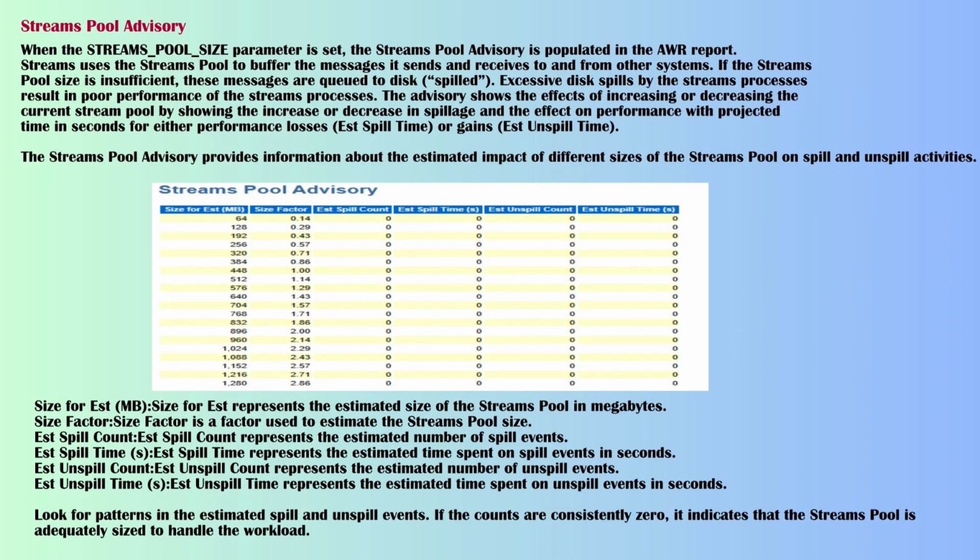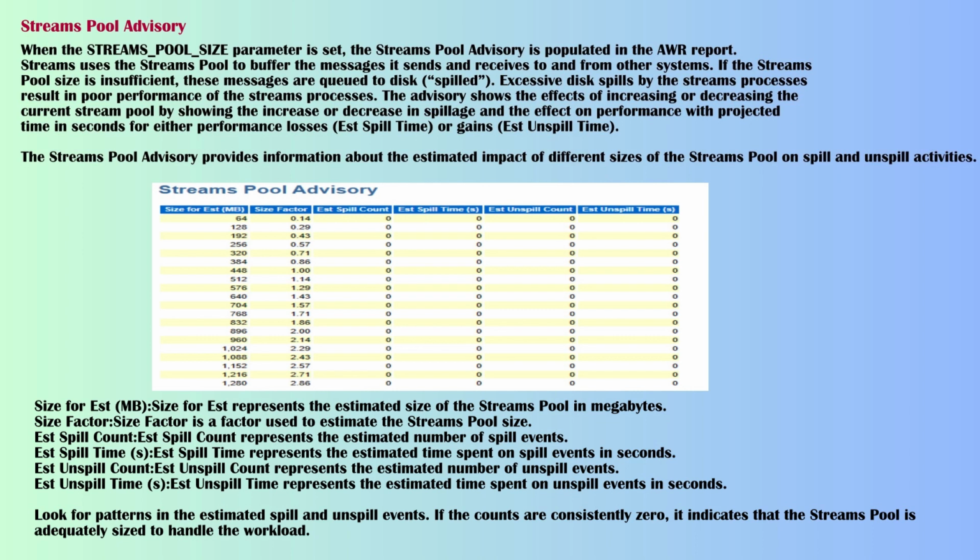Streams Pool Advisory. When the streams_pool_size parameter is set, the Streams Pool Advisory is populated in the AWR report. Streams uses the Streams pool to buffer the messages it sends and receives to and from other systems. If the Streams pool size is insufficient, these messages are queued to disk, or spilled. Excessive disk spills by the Streams processes result in poor performance of the Streams processes.